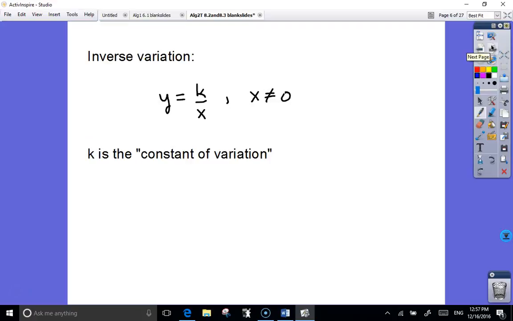So the first one, again, this is 8.2, an inverse variation. Do you remember doing inverse variations in Algebra 1? You did two kinds of variations. You did direct variation and inverse variation, right? Remember, direct variation was y equals k times x. It's linear. The graph would go through the origin because the y-intercept is 0.